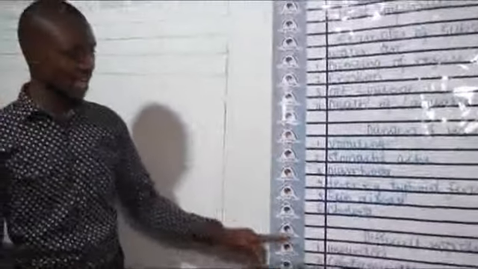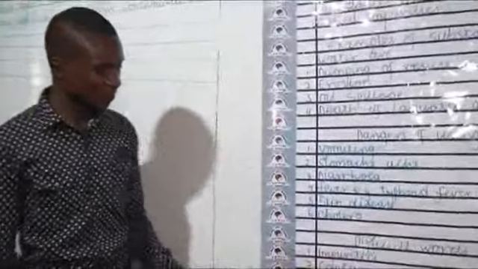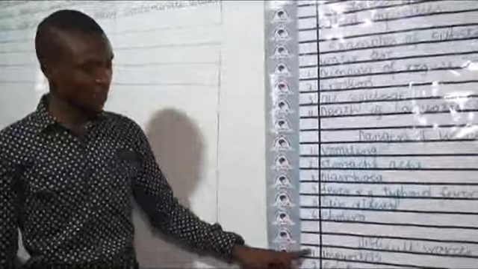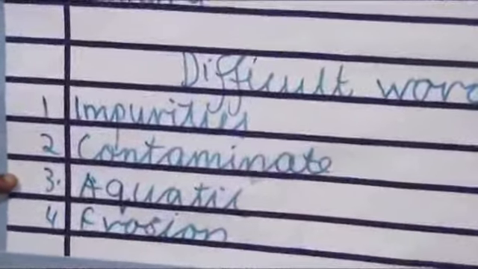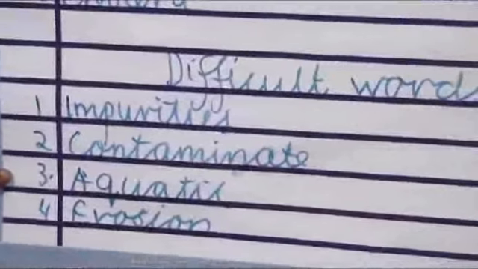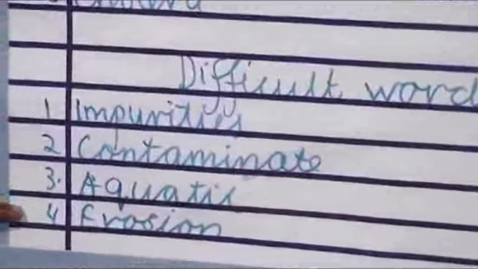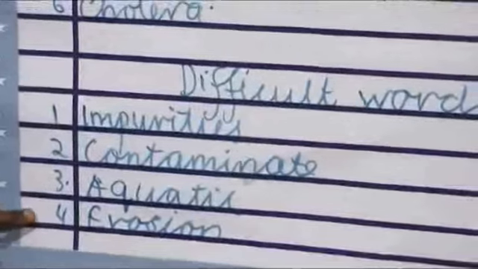Children, let's learn these words. Number 1, impurities. Number 2, contaminates. Number 3, aquatic. Number 4, erosion.